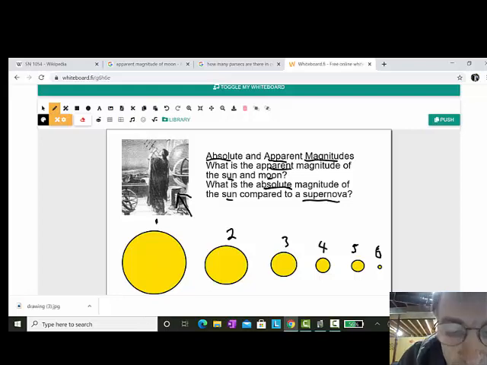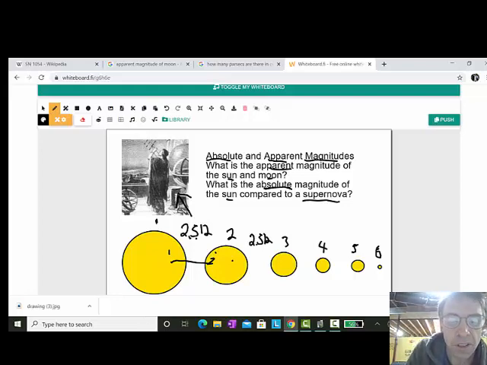So later astronomers put a number on the difference in the brightness between star 1 and star 2. And they said it was 2.512. So that means that star 1 was 2.512 times as bright as star 2. Star 2 is 2.512 times as bright as star 3, and so on. So you can see there are 5 intervals between the stars, 1, 2, 3, 4, 5.